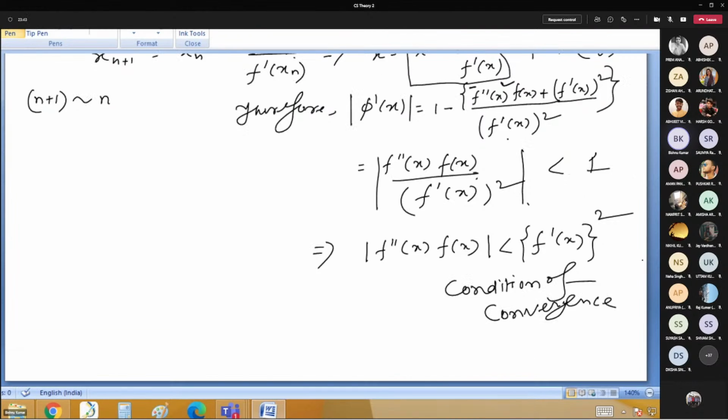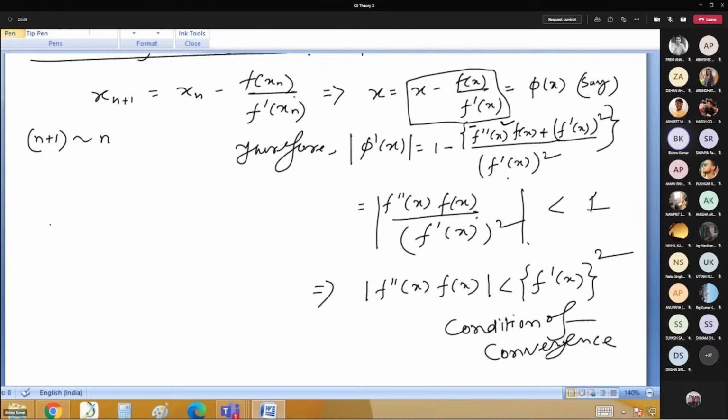And if I implement this geometrically, suppose your graph near the root is vertical, then it will immediately converge to the root. Quickly you will get the solution. Suppose your root, I am telling you, your graph looks like this.